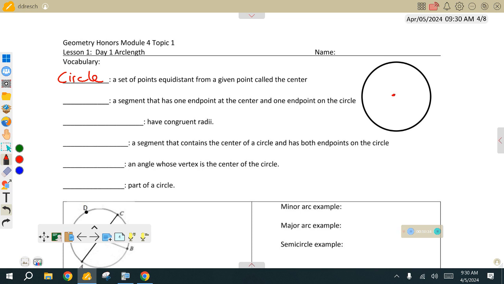Now, just going back to your vocabulary, because as we worked through that circle stuff sometime in first semester, I don't remember when that was, but a segment that has one endpoint at the center and one point on the circle, one more time, is called my what? That is called my radius. Yep, radius.